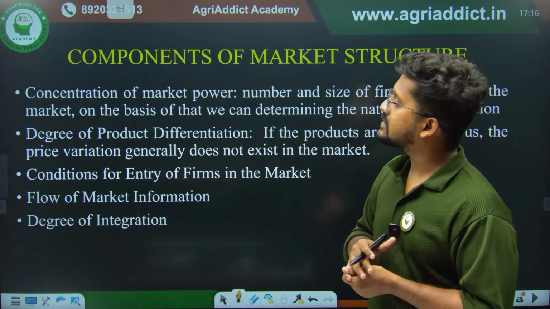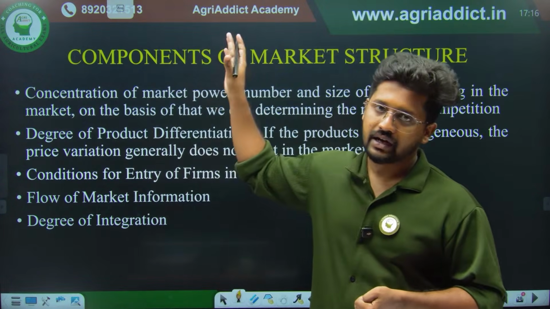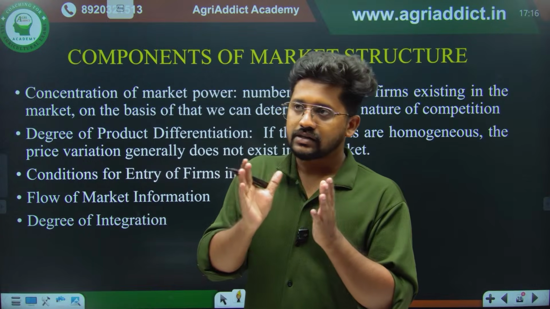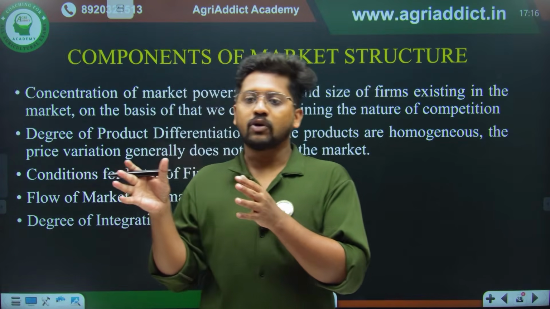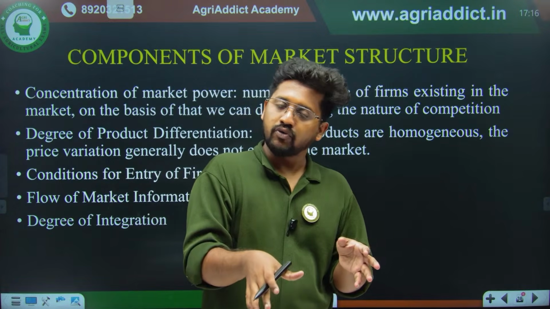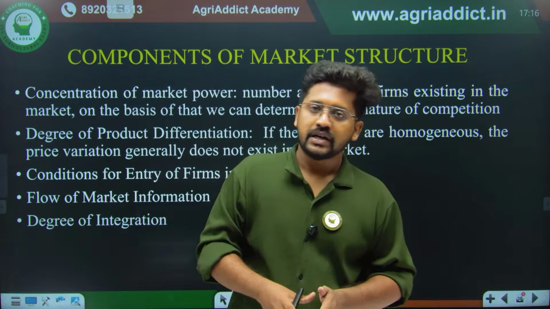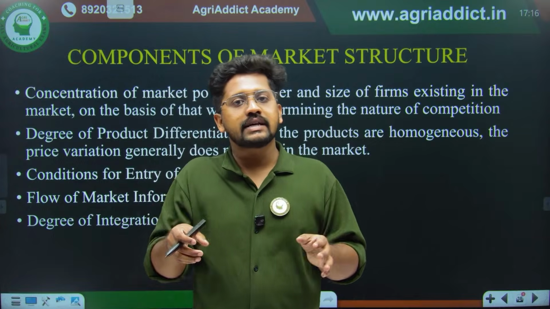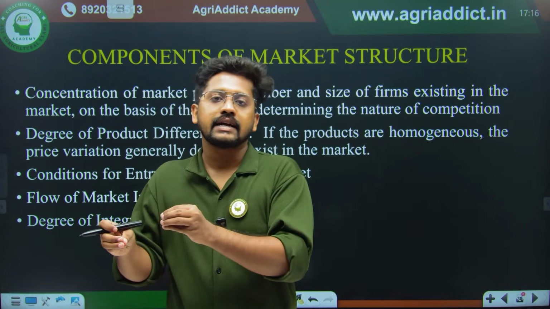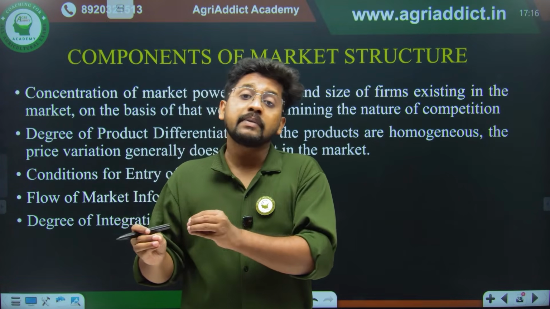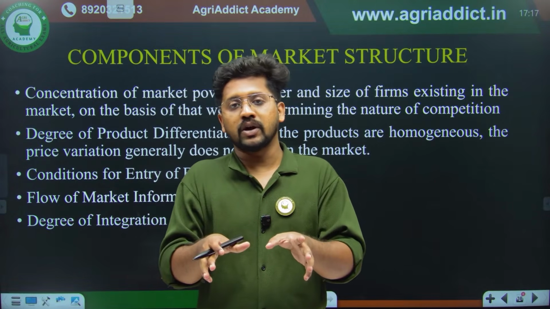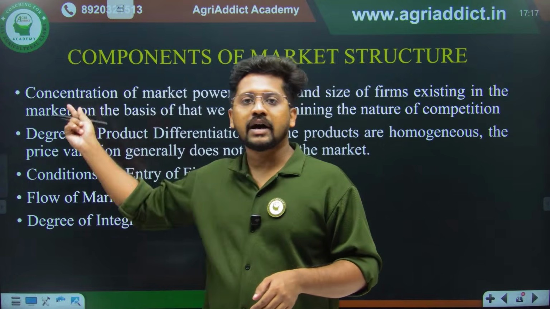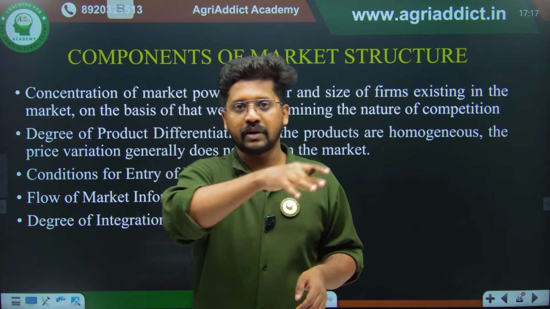The first component is the concentration of the market power. How the market power is getting concentrated. For example, we have a market called monopoly, a market called duopoly, and a market called oligopoly. In these three cases, the absolute power relies with a single seller in the case of monopoly. It is divided between only two sellers in the case of duopoly. It is divided between a few sellers in the case of oligopoly. Thus, the concentration of the market power changes in different types of market, right?